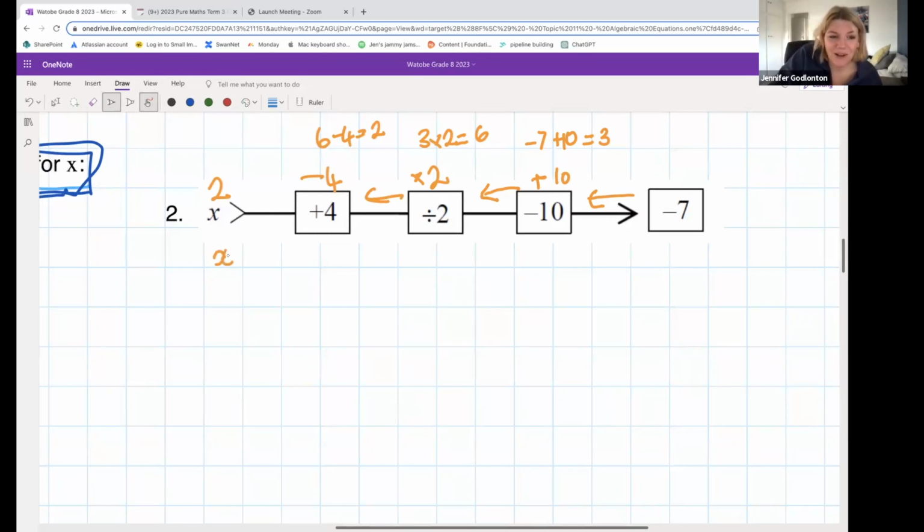So if we had anyone who managed to solve x is equal to 2, oh, well done to you. You got it right. That's awesome. And that's just using our flow diagram.